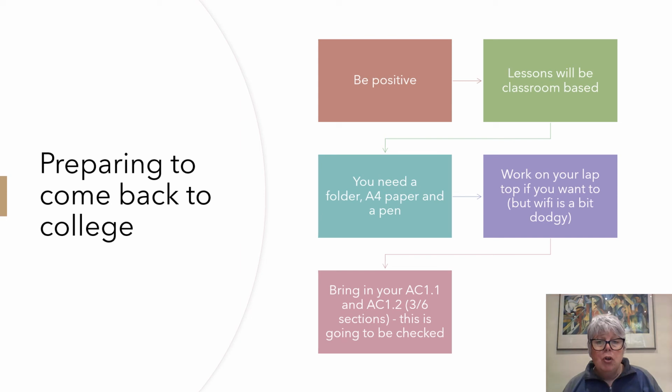So what we need you to do is, for your first lesson back, we physically want to see a written out copy of AC 1.1 and 1.2 as it stands so far, with 3 of the 6 sections. We will be checking that, and if you haven't done it, we're going to be putting you into study halls and giving you extra support, because we can't just keep giving you extra time to complete this work. As a class, you need to have completed AC 1.1 and the 3 sections of AC 1.2.